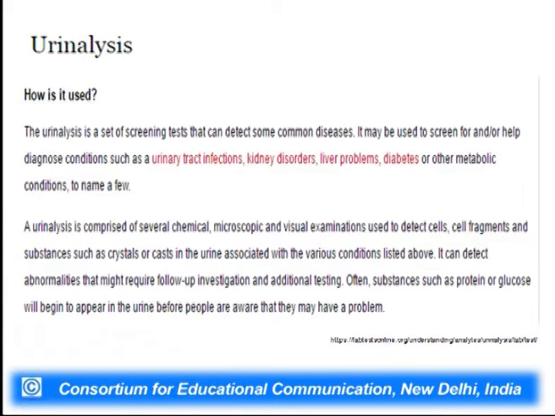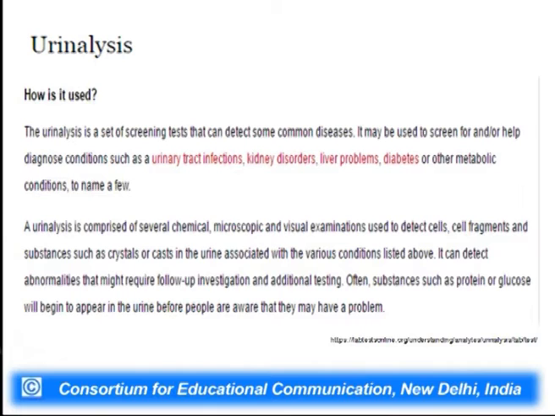Now, why exactly is urine analysis done? Urine analysis gives us an idea about various diagnostic conditions such as urinary tract infections, kidney disorder, liver problems, diabetes, and many metabolic disorders also.